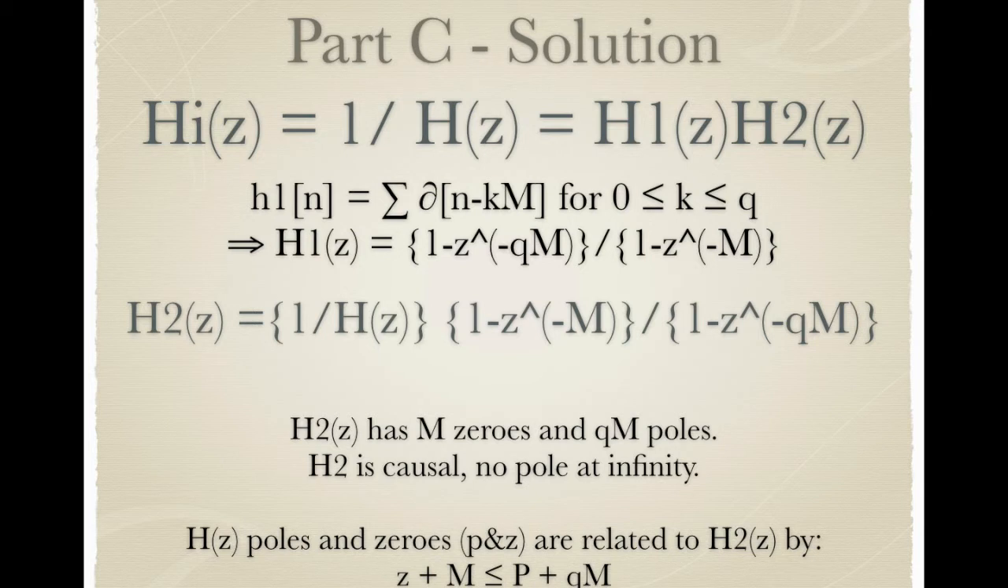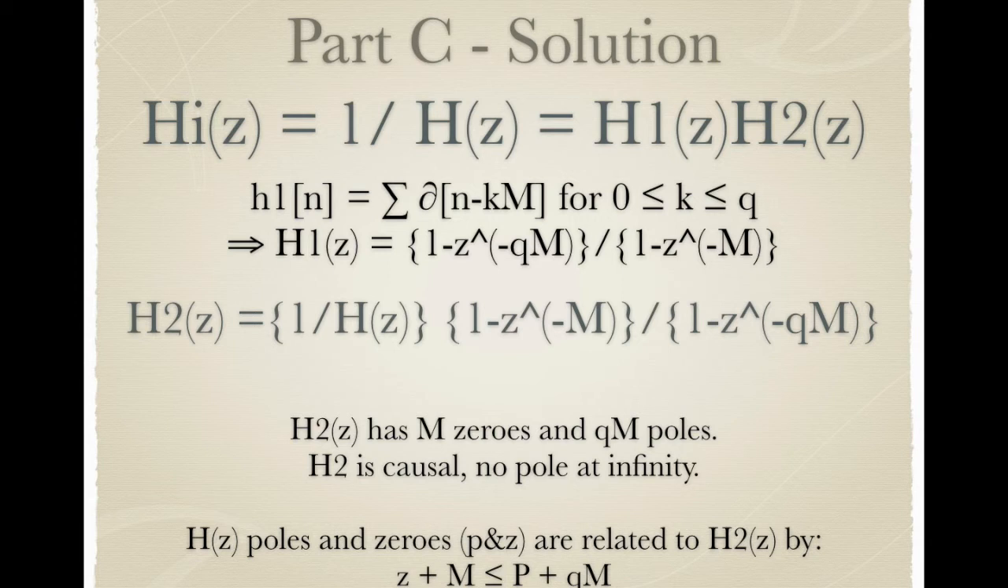h1[n] is equal to the summation of δ[n minus kM] for k between 0 and Q, which is from figure 5.65-4. The z-transform of this is (1 minus z^(−QM)) divided by (1 minus z^(−M)). We can figure out what H2(z) is from these two statements. It is equal to 1 divided by H(z) times (1 minus z^(−M)) divided by (1 minus z^(−QM)). Basically, H2(z) is 1 over H(z) times H1(z) inverted.